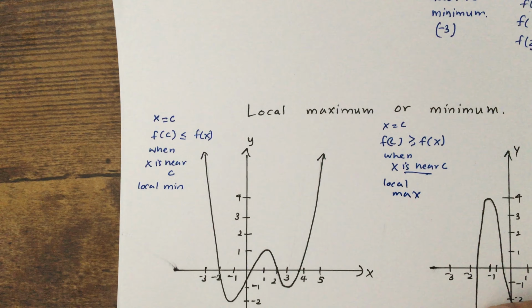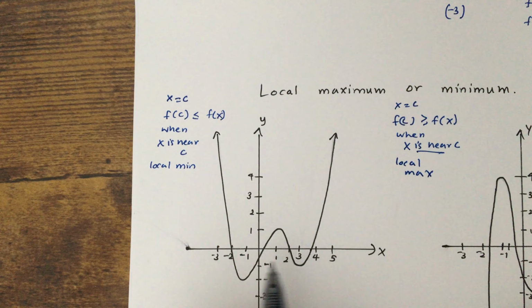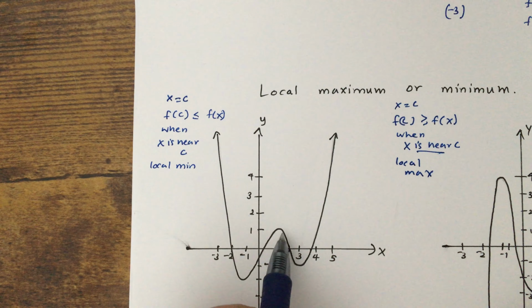Okay, so let's look at these graphs. Now we know absolute maximum, minimum, local maximum and minimum, right? Let's look at this graph. So I'm going to select this point. What can you say about this point?